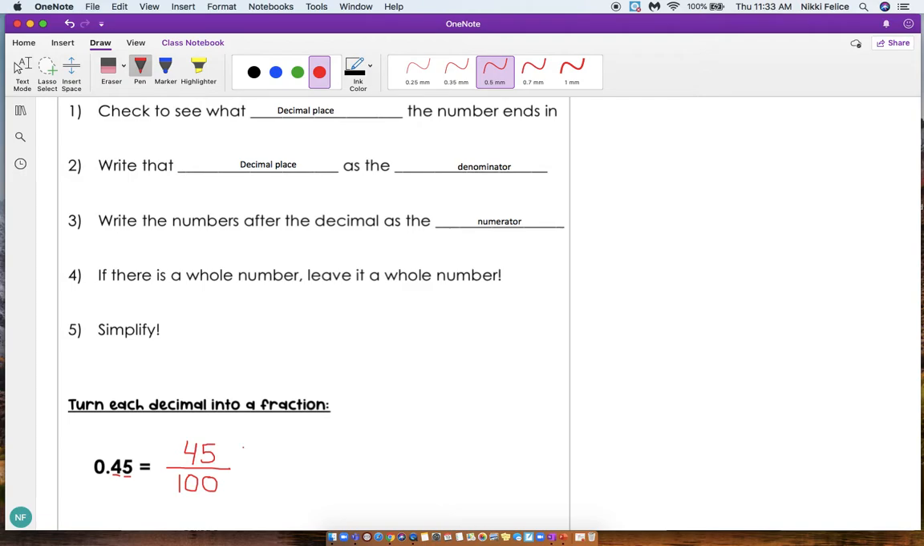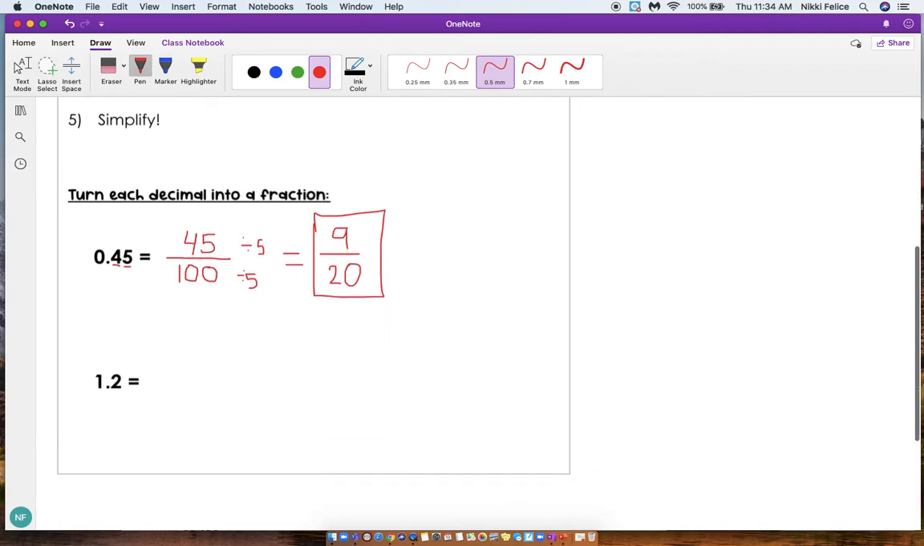We can divide both the numerator and the denominator here by 5. And we would get 9 over 20. So 0.45 is equivalent to 9/20. 0.45 and 9/20 are the same number written in two different forms. Let's try another one.